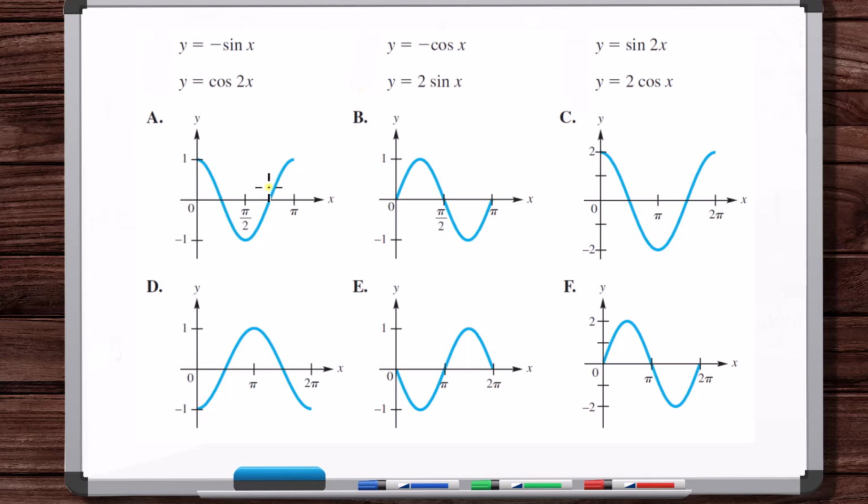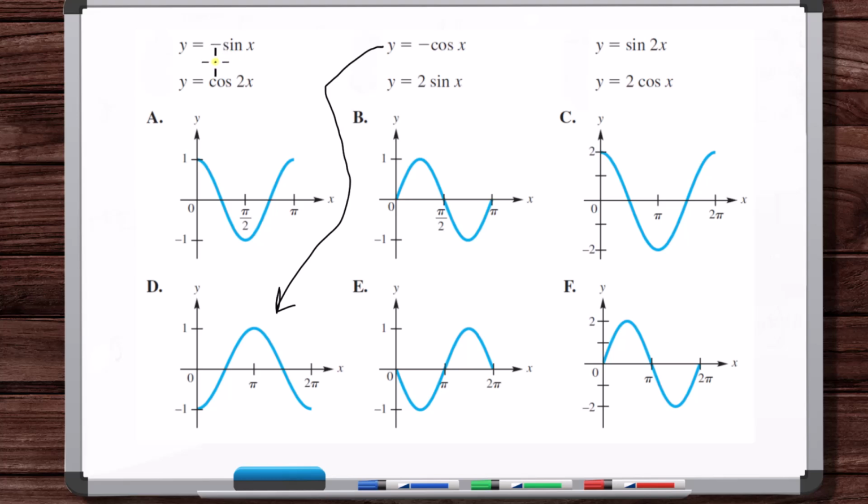So let's see. Well, maybe not the negative sine, because negative sine and positive sine are going to start at the same place at 0. So we should be able to find the negative cosine. That would be this here. So yeah, that's D.